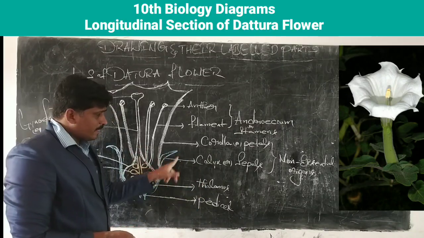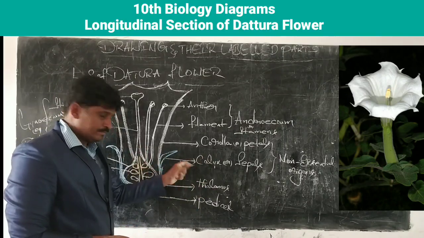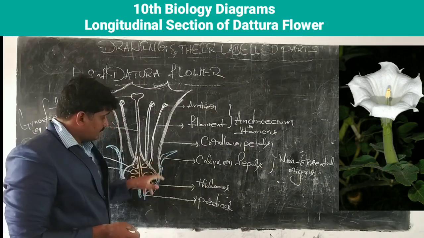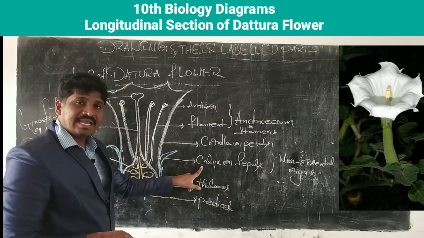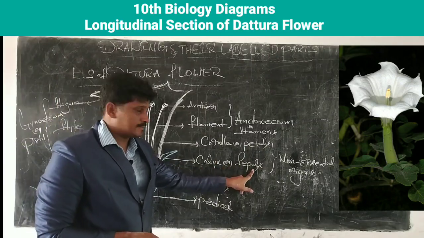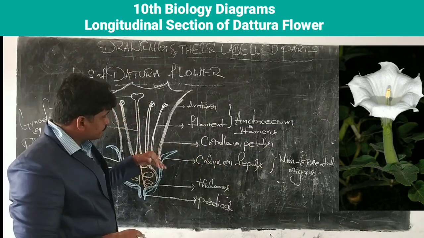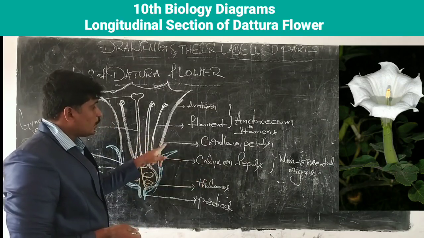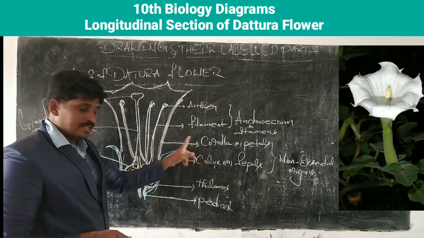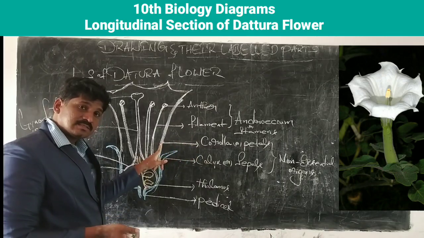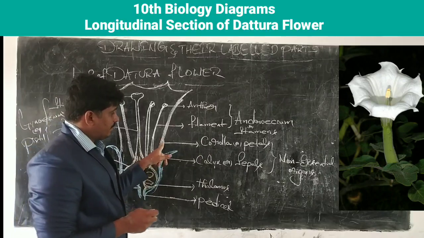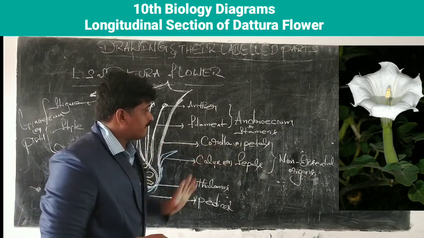Next, the first whorl of the flower, it is green in color, students. Don't get confused. It is green in color. It is said to be calyx or sepals. Well, next, after the first whorl, the second whorl of the flower is corolla. It is different in color in different plants. Well, it is corolla or petals.